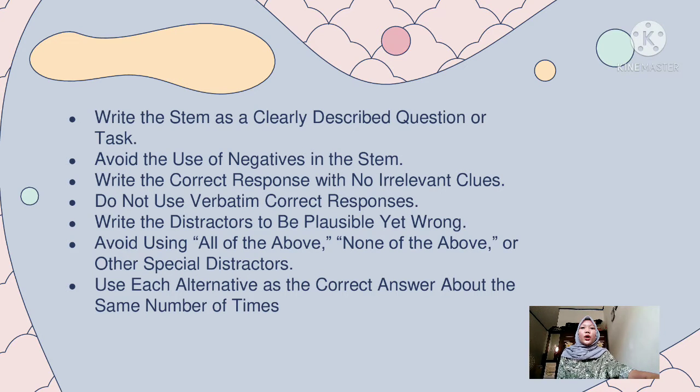Terus yang keempat yaitu write the distractors to be plausible yet wrong. Distractors are useless if they are so obviously wrong that students do not even consider them as possible answers. The intent of a multiple choice item is to have students discriminate among what they see as possible correct answers. Distractors should appear to be plausible to poorly prepared students.